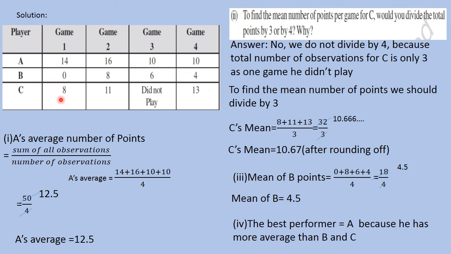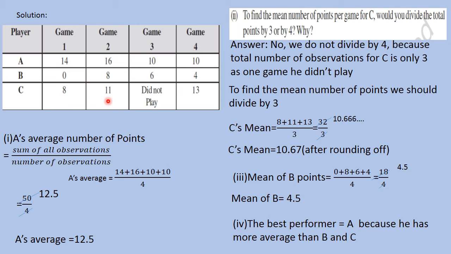So, total number of games he played is only 3. So, total number is not 4. He only played 3 games. So, you have to divide it by only 3, not by 4. We don't divide by 4 because total number of observations for C is only 3, as 1 game he did not play. So, to find the mean number of points, we should divide by 3.